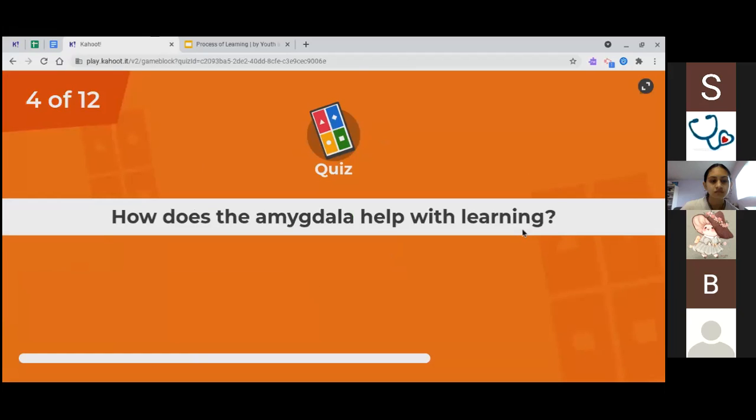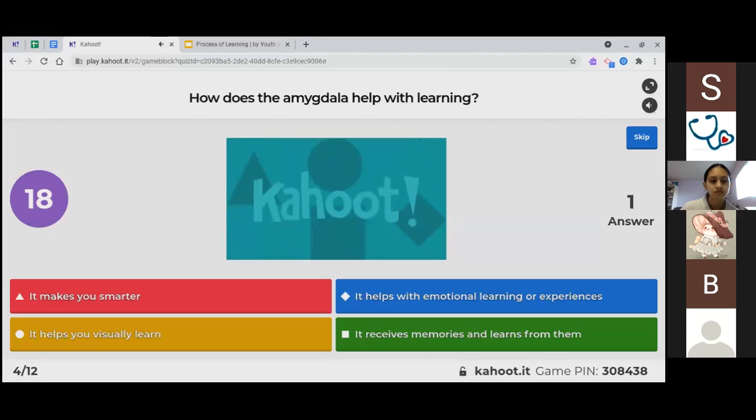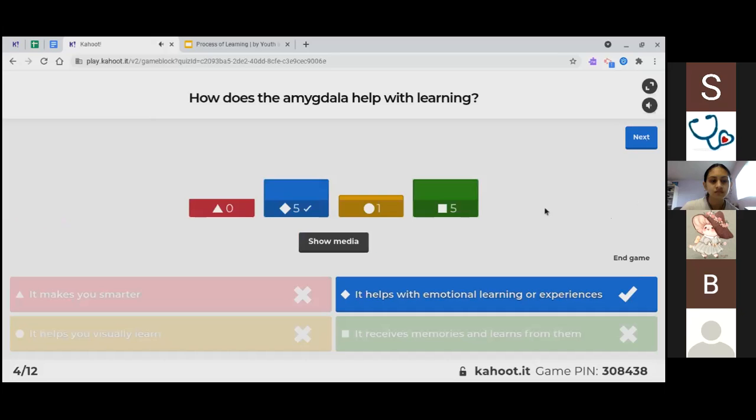The fourth question. How does the amygdala help with learning? It makes you smarter, it helps with emotional learning or experiences, it helps you visually learn, or it receives memories and learns from them. The correct answer is that it helps with emotional learning or experiences. It doesn't necessarily make you smarter or learn visually, and it doesn't receive memories and learn from them.